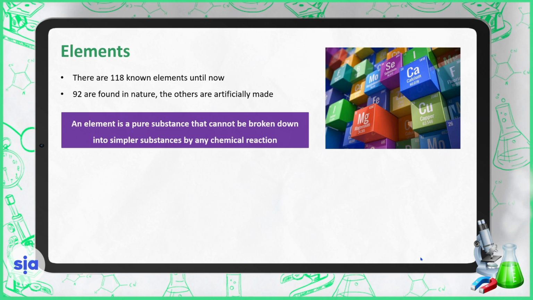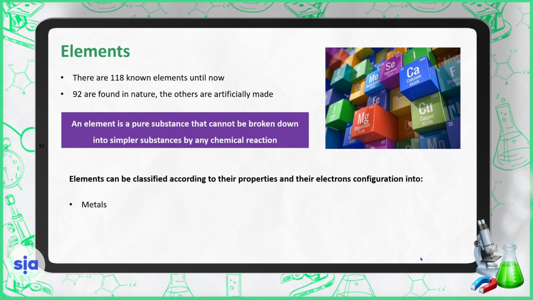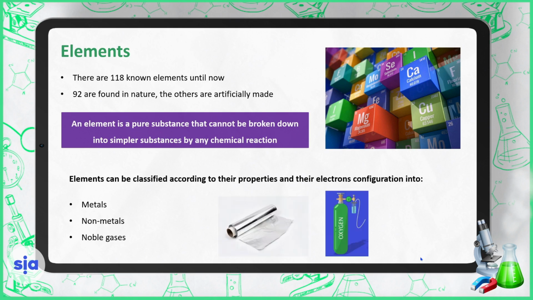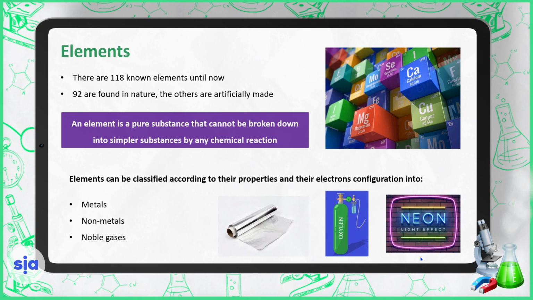An element is known to be a pure substance that cannot be broken down into simpler substances by any chemical reaction. Elements can be classified according to their properties and their electrons configuration into metals, nonmetals, and noble gases. Metals like aluminum, iron, nonmetals like oxygen, carbon, and neon as an example for noble gases.